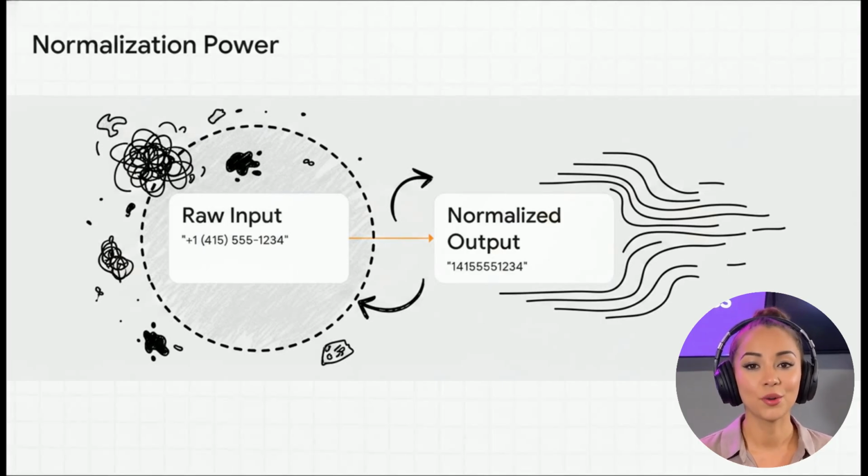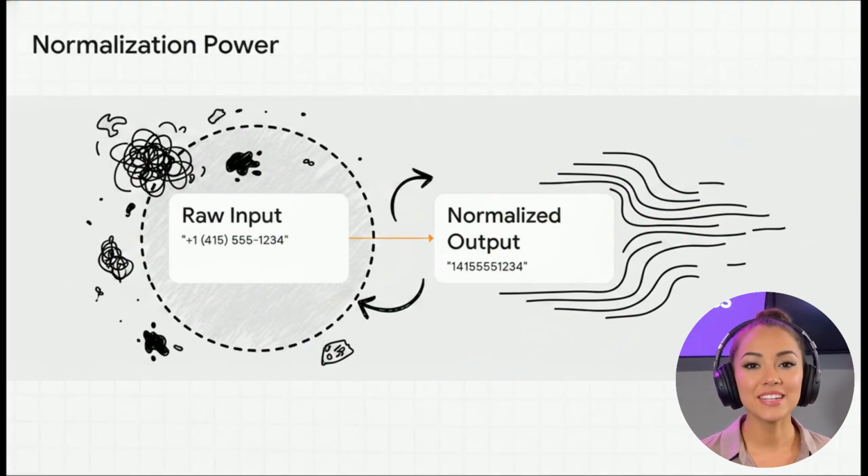This step, normalization, is absolutely non-negotiable. Just look at this slide. You and I know those are the same phone number, but to a computer, those raw text strings are completely different. Normalization strips away all the junk, the parentheses, the spaces, the plus signs, so you can compare the actual signal. This is the definition of avoiding garbage in, garbage out.